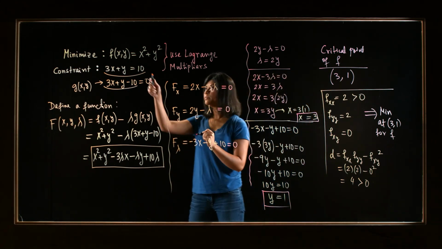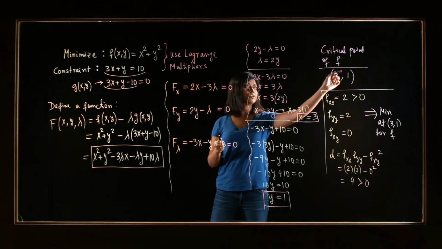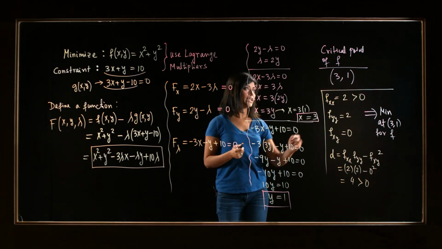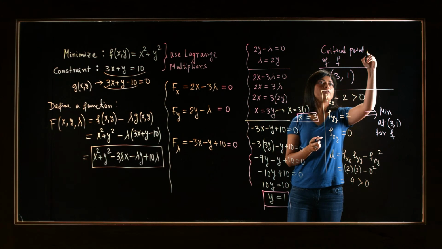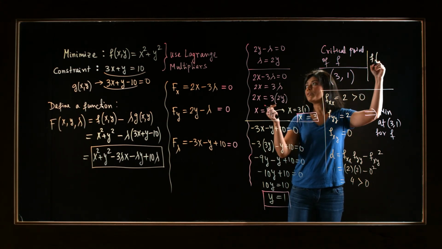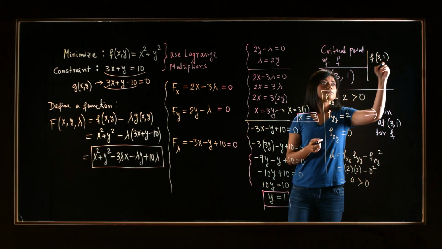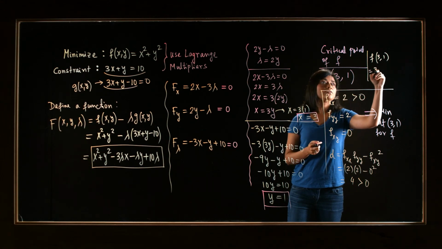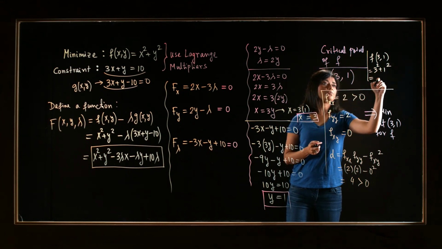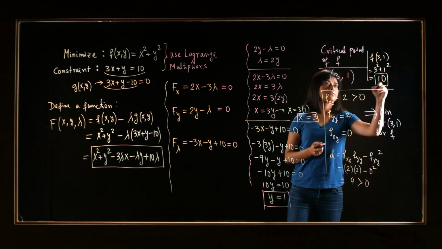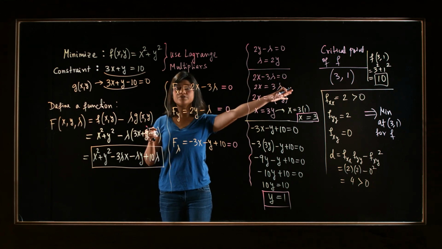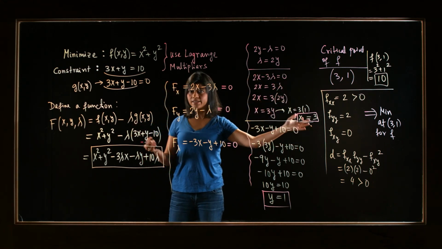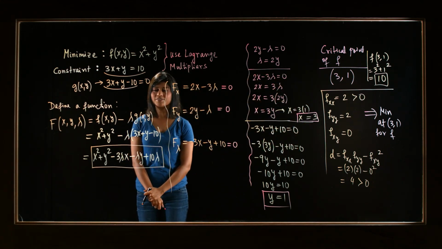So we have to minimize our function, and we found the critical point, and the minimum value of the function. So this is our critical point, and we can say that the minimum value is 3 squared plus 1 squared. So this is 9 plus 1, which is 10. So we have the minimum value of the function, we have the critical point, and we have tested that that is a minimum, and that completes the problem.